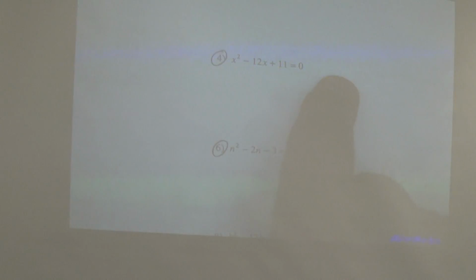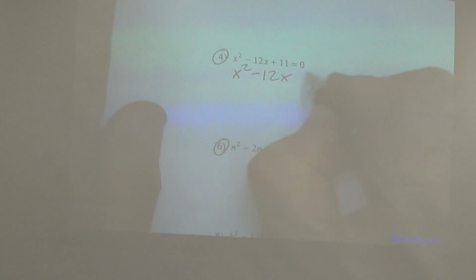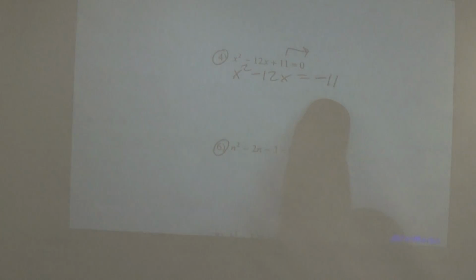This constant we would move to the right. So let's all do that. So if we're going to move that to the right, we have x squared minus 12x equals a negative 11. And you get a negative 11 on the right hand side because what you're doing is you're subtracting 11 from both sides. So if I subtract 11 over here, it becomes 0. And if I take 0 and I minus 11, I get negative 11. Okay.